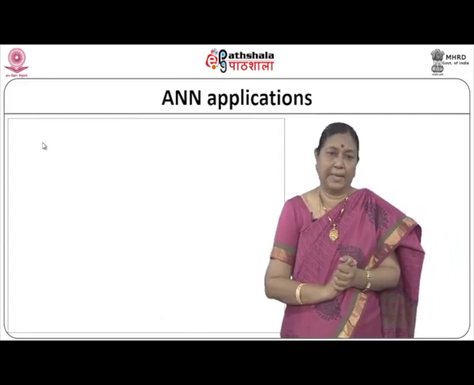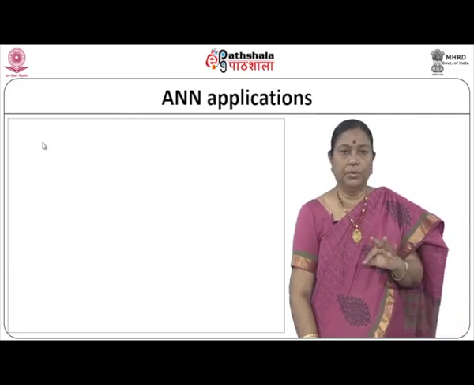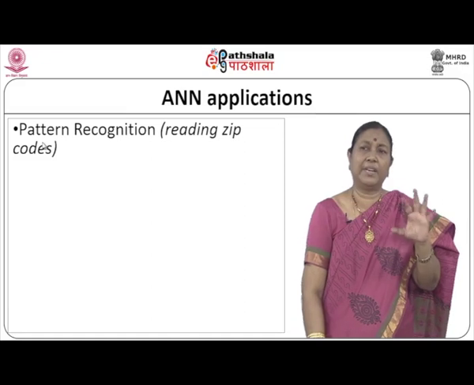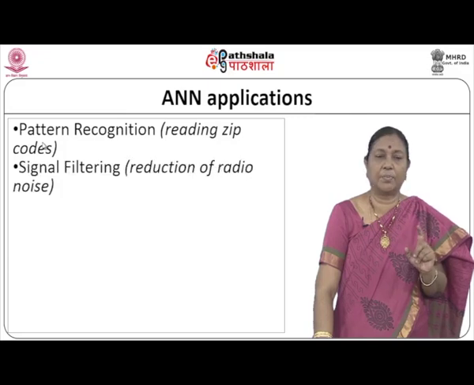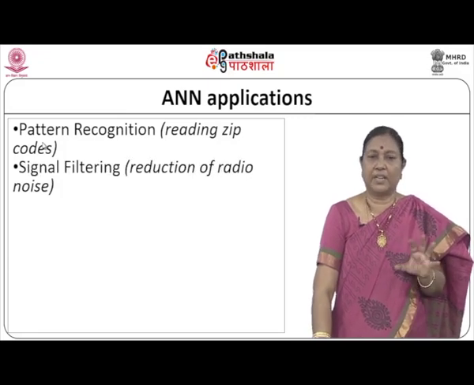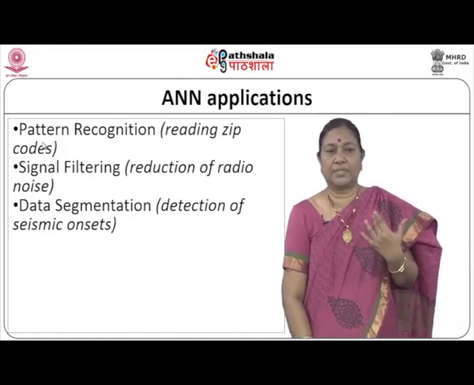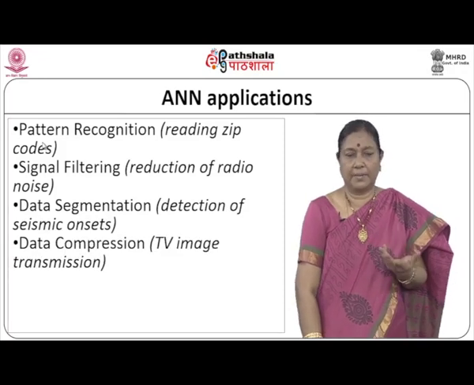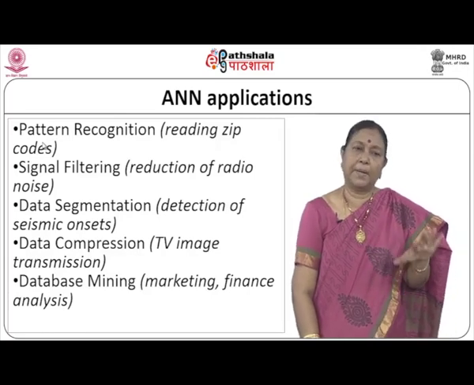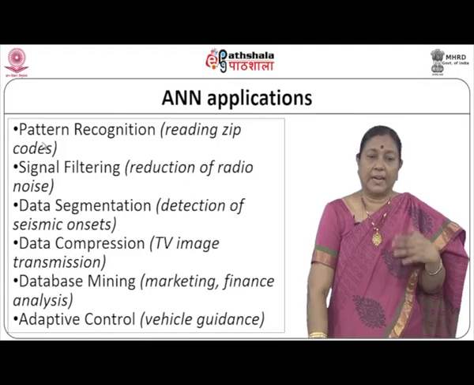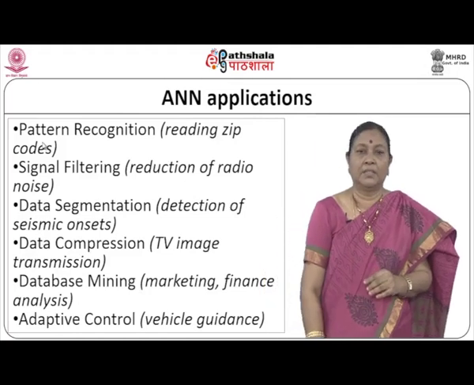Now, let us go to some applications. For artificial neural networks, there are many applications. We are just taking two. The first one is pattern recognition, a very important and popular application of neural networks, reading zip codes. Signal filtering is the reduction of radio noise. Data segmentation is another application, detection of seismic onsets. Data compression, image transmission is required. Database mining, marketing, finance analysis and so on. These are some typical applications of artificial neural networks. Adaptive control for vehicle guidance. Many of these applications are very valid in today's scenario.